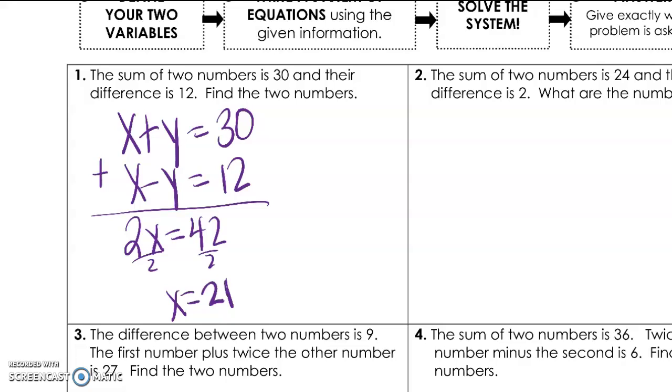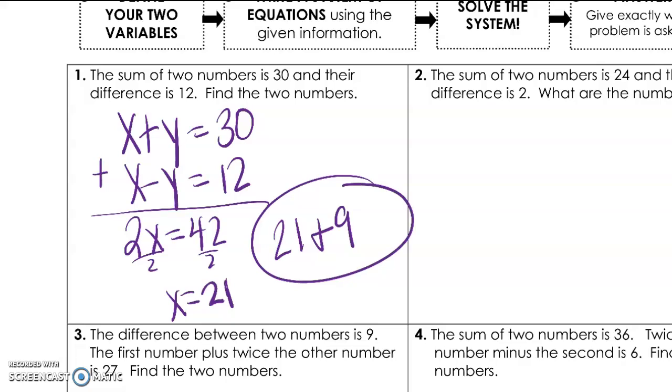You can figure out which of your equations you want to use. Hopefully you realize, okay, 21 plus 9 gives me 30. So 21 and 9 is my answer for this.